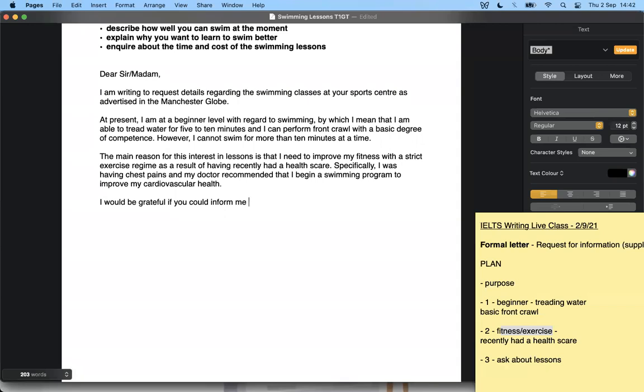What's the preposition that follows this? Inform me about, could it work? About, inform me regarding, on, of is what, it's hard to say why with prepositions, isn't it? But of is what sounds to me the most natural. I would be grateful if you could inform me of what. It really depends on what you're following it with, really.